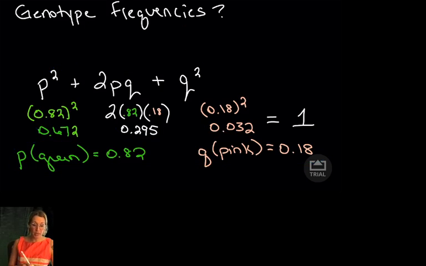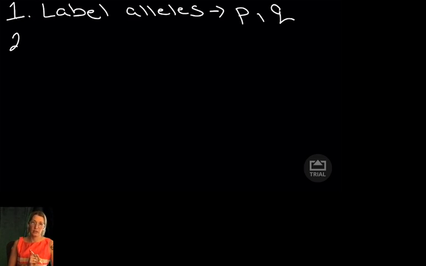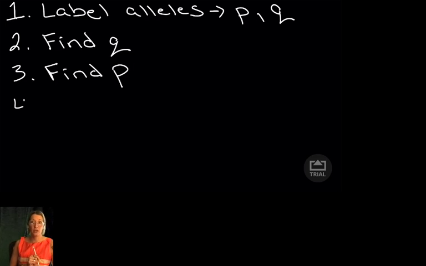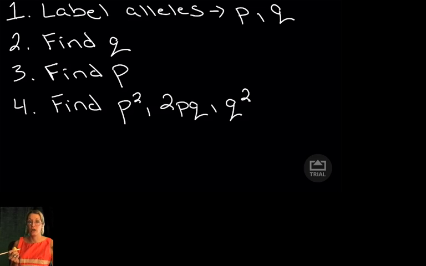So if you come up against a Hardy-Weinberg problem and you're like, I don't have anywhere near enough information to solve this, remember this problem that we just worked through that was actually really pretty easy. So what are our steps? Our steps are label our alleles. Which one's P and which one's Q? Find Q. I can't imagine a Hardy-Weinberg problem where you will not be given the recessive phenotype or the recessive phenotype frequency. Then find P, and then you find P squared, 2PQ, and Q squared. So label your alleles, find your allelic frequencies, find your genotypic frequencies.